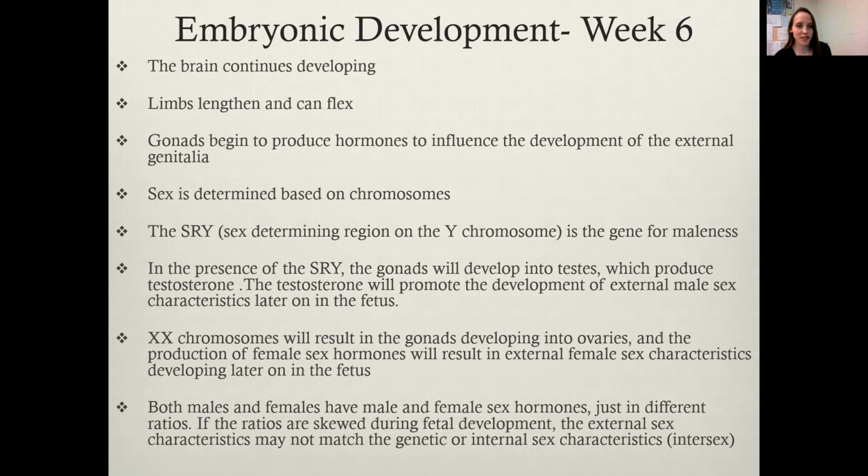If testosterone is the hormone that's being produced, it will cause the development of the external male sex characteristics later on when the fetus is developing. If there is no Y chromosome, so instead there are 2 X's, then the gonads turn into ovaries, and they're going to cause the production of female sex hormones like estrogen and progesterone, which will, again, later on in fetal development, promote the development of the external female sex characteristics.